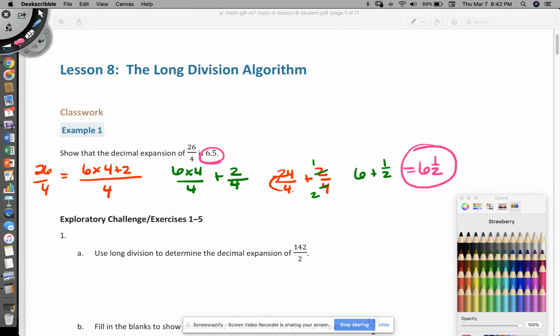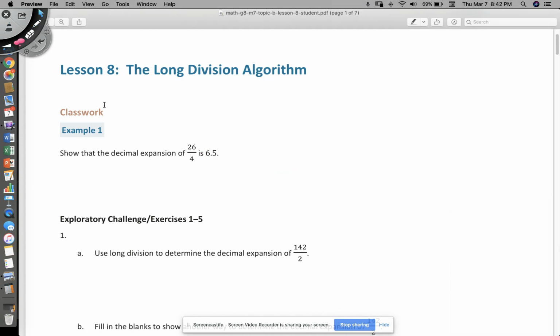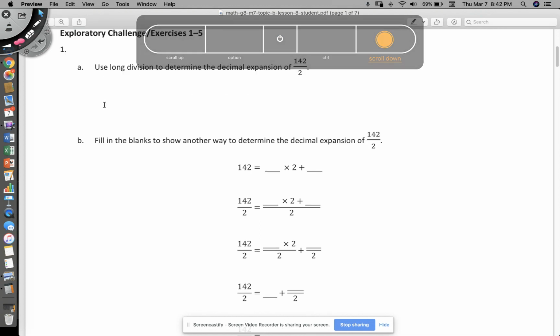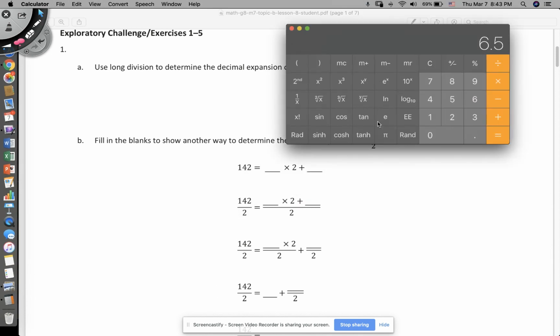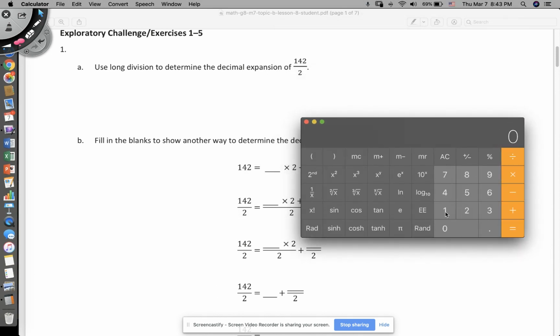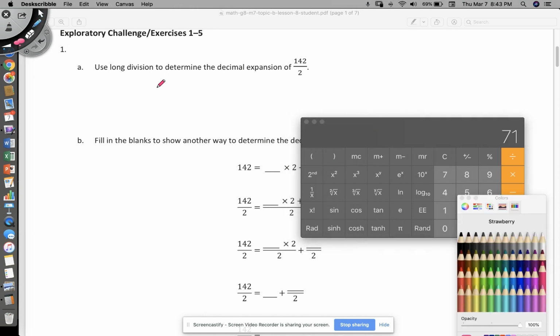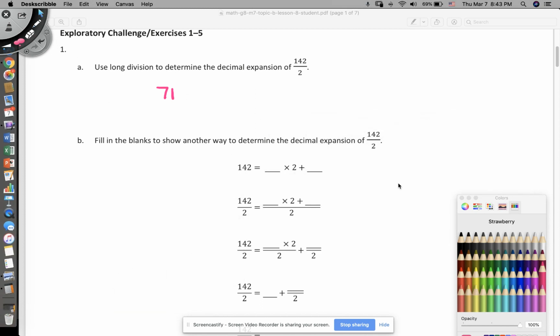Let's try the next one. So again, it says use long division. It's not necessarily the long division that we're looking for. We're just looking to be able to then break this down. So to save time, we're just going to go ahead and divide this out. We're going to say 142 divided by 2, and I get 71. So we know our answer is going to be 71. It's how we're going to break it down that is the part that we need to show our skills on.